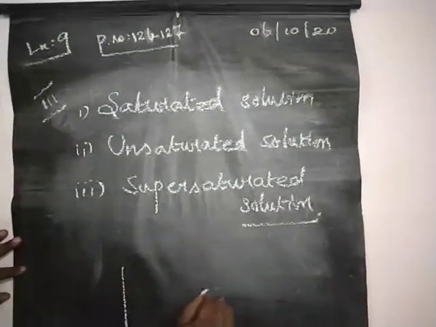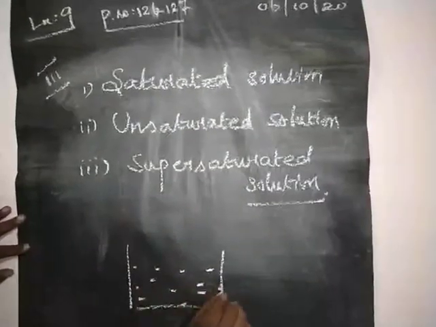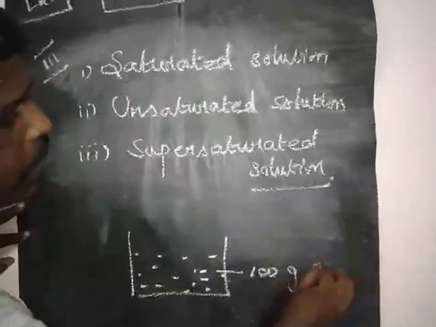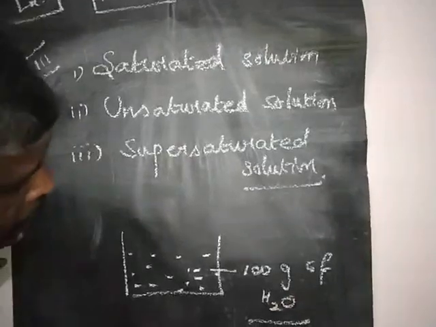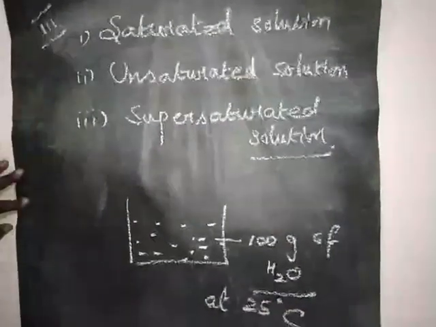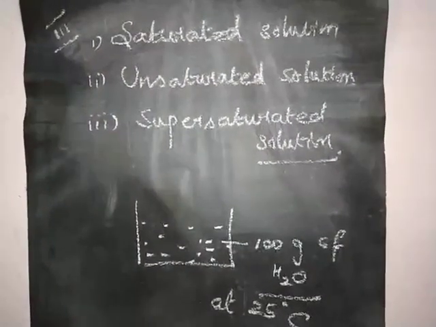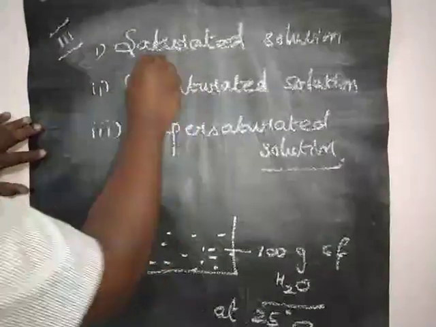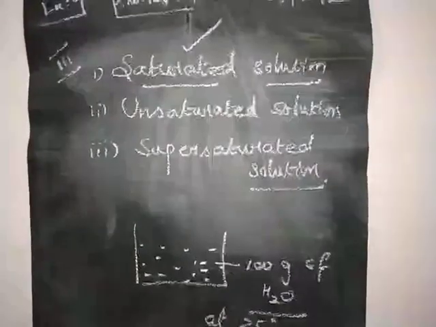Taking only one example, I will explain these three definitions based on it. Take 100 gram of water at 25 degrees Celsius. At what temperature do we have to maintain it? 25 degrees Celsius. So first, the definition we will see is the saturated solution.